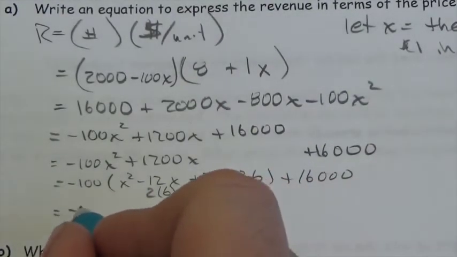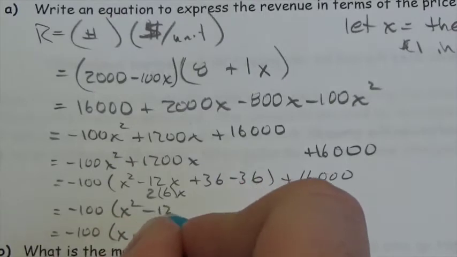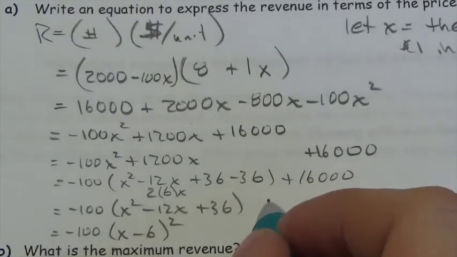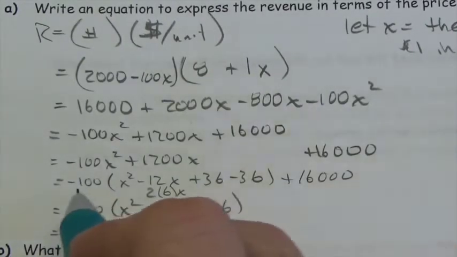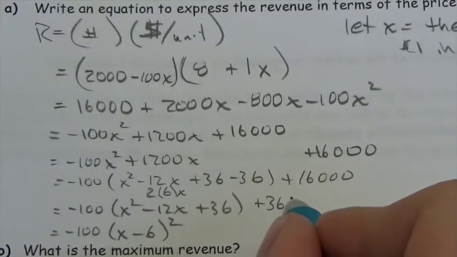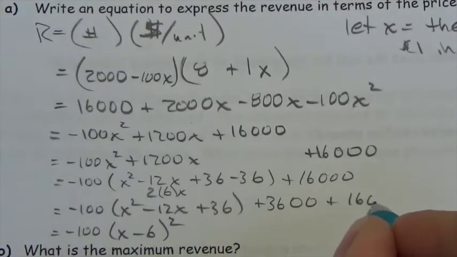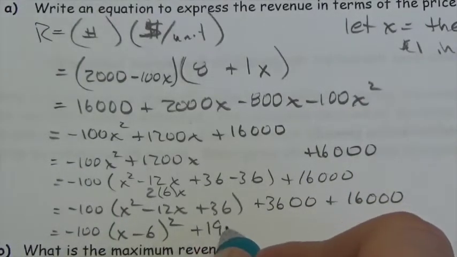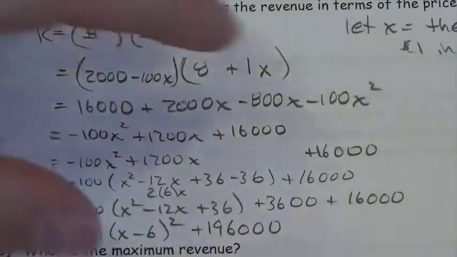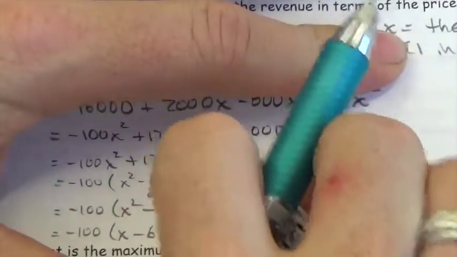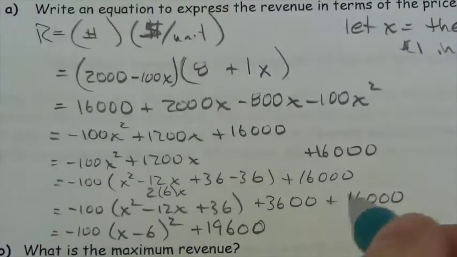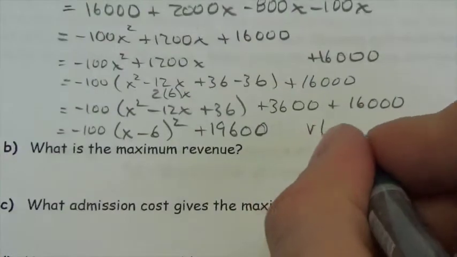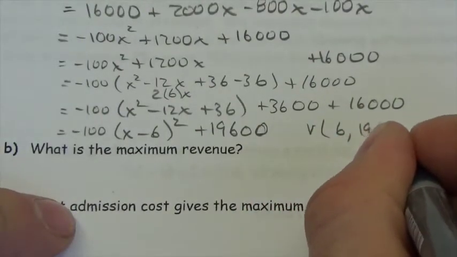And then I'm going to take the negative 36 out, because I don't need it to complete this perfect square. So negative 36 times negative 100, that's going to be positive 3,600 plus 16,000. And so putting that all together, we're going to get, what is it, 19,600, whoops, not 196,000, too many zeros. All right, so the vertex here is 6 comma 19,600.